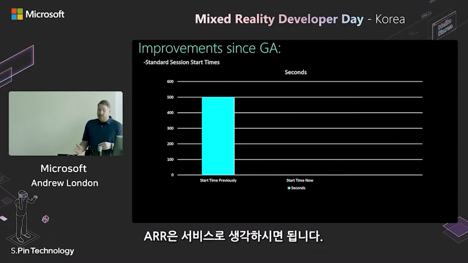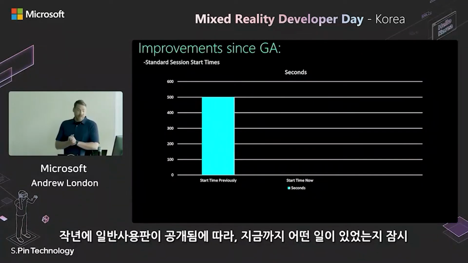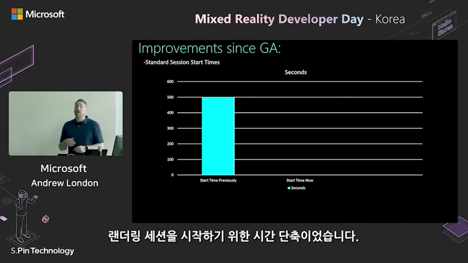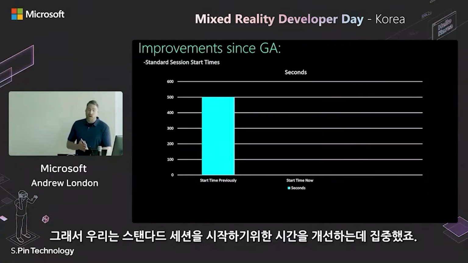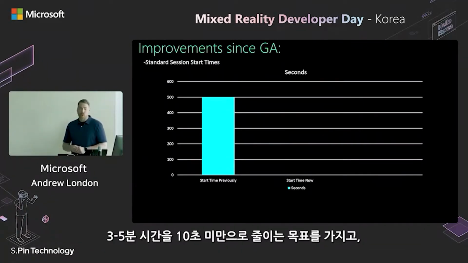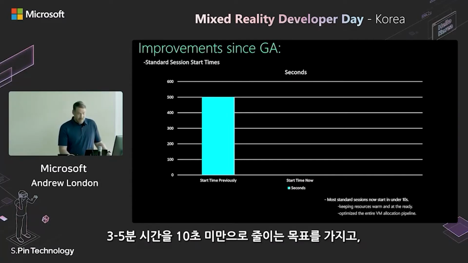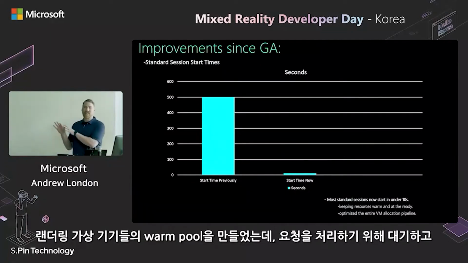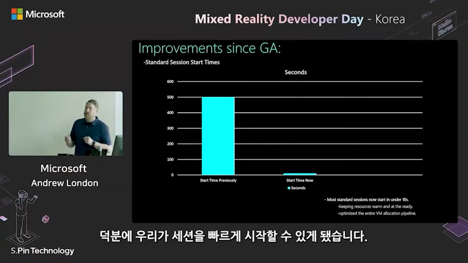I want to talk a bit about what we've been up to since our general availability release last year. Some of the top feedback we received from developers was shortening the time rendering sessions take to start. So we focused on improving the startup time for standard sessions with a goal to take it from 3 to 5 minutes to under 10 seconds. And we did that. We did it by optimizing the entire virtual machine allocation pipeline. And we set up a warm pool of rendering virtual machines that are kind of on standby, waiting to handle that request. So when it comes in, we can start that session quickly.